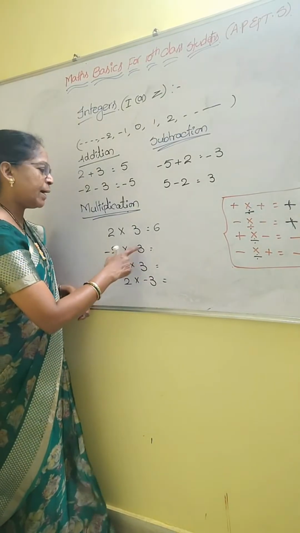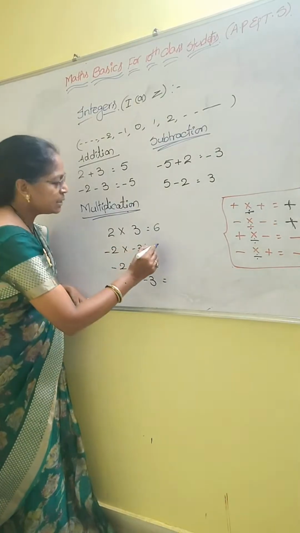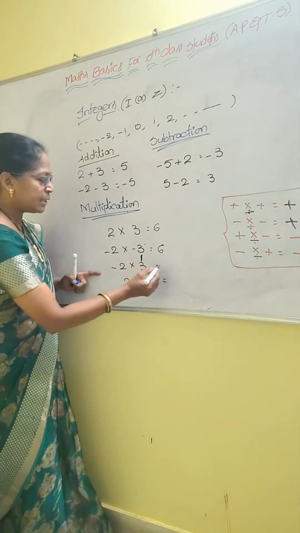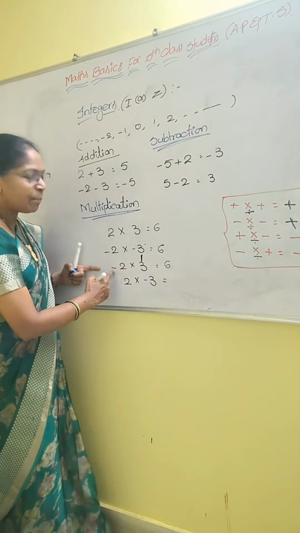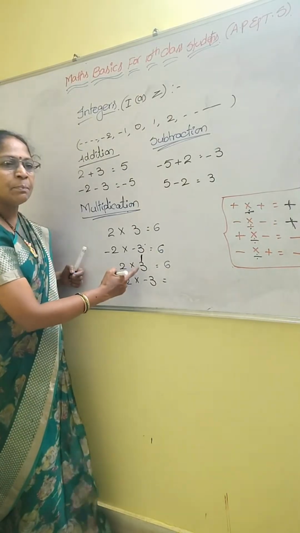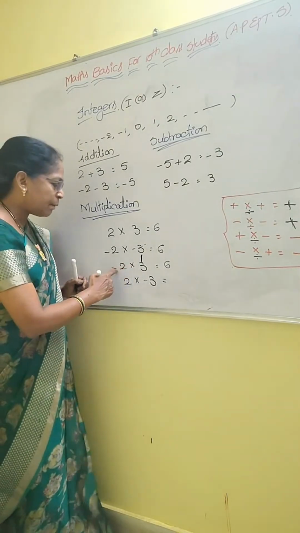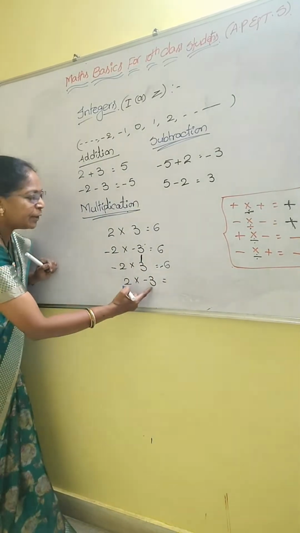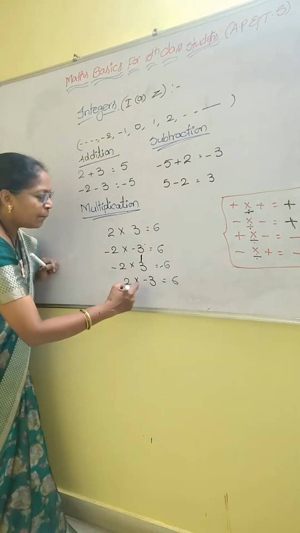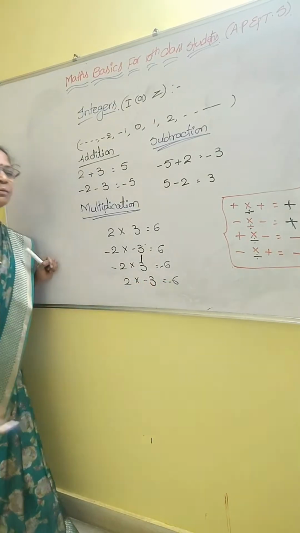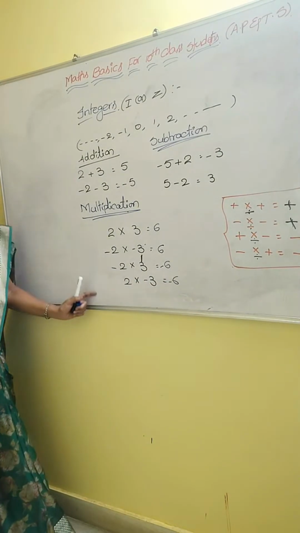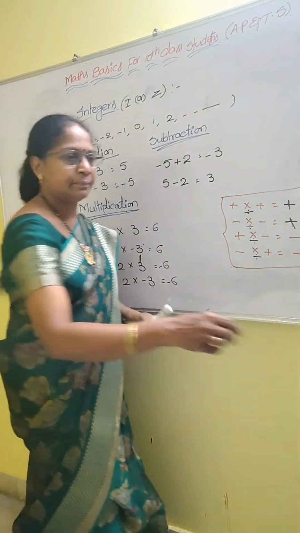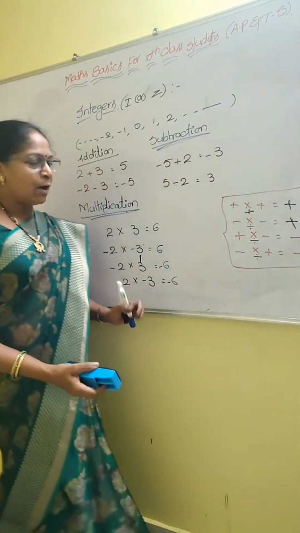Here minus into minus, plus, 2 3 is 6. Like that here also 2 3 is 6. But here 1 minus is there. Here any other symbol is not there, it is nothing but a plus. Minus into plus equal to minus. Here also 2 into 3, 2 3 is 6. But here 1 minus is there, then you will get minus. This is the basic fundamental. Any doubts?